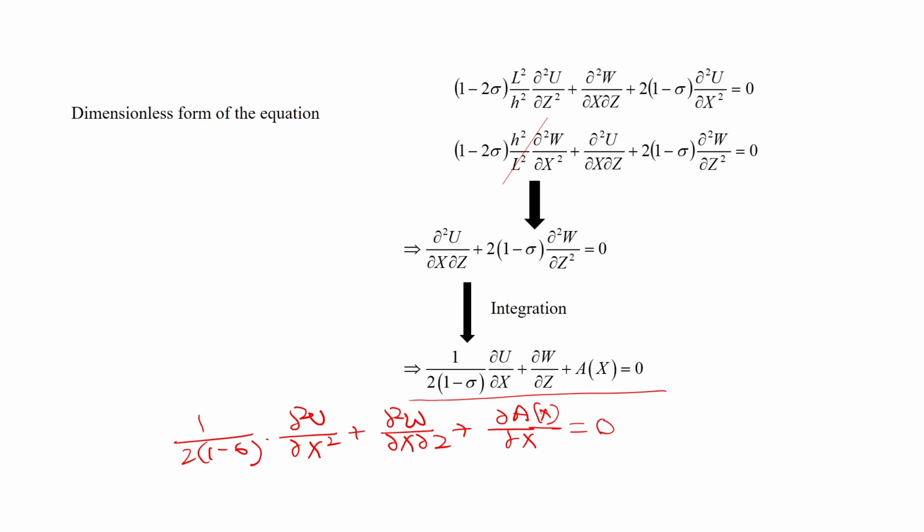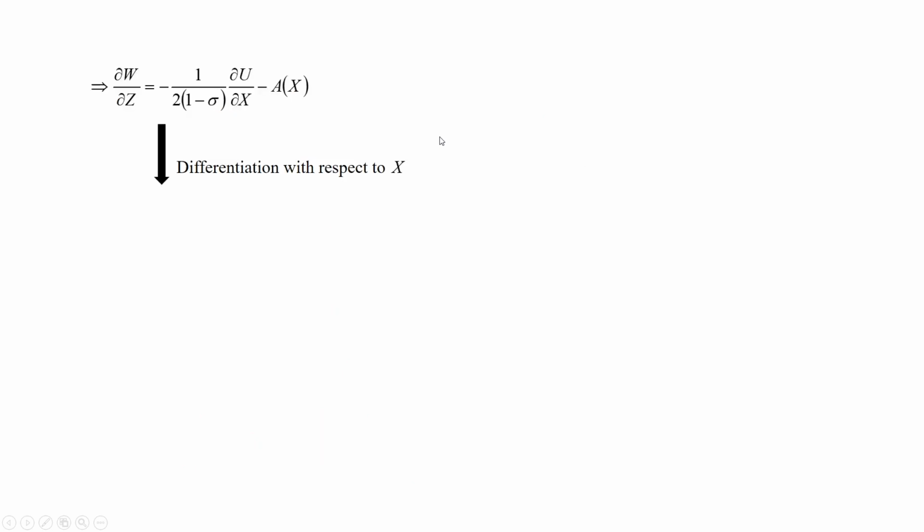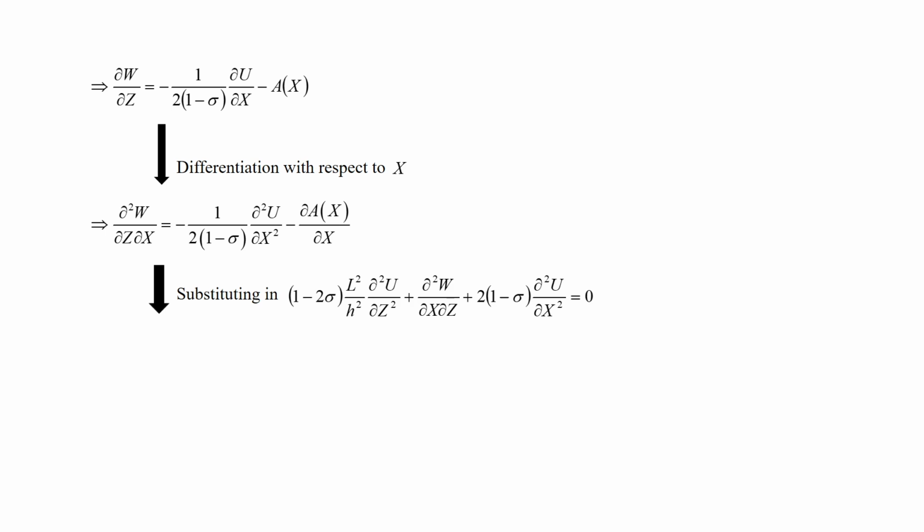So, yeah. Now what I can do is write this expression into this expression over here. Differentiating with respect to x, I got this, and then substituting in here. So, let us substitute. It is 1 minus 2 sigma and L square by h square, del square u by del z square plus, now I am right, let us write minus only.